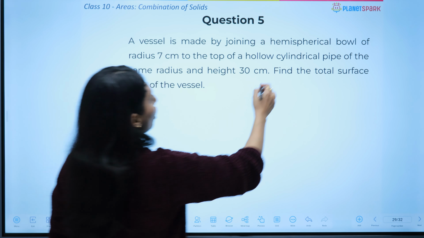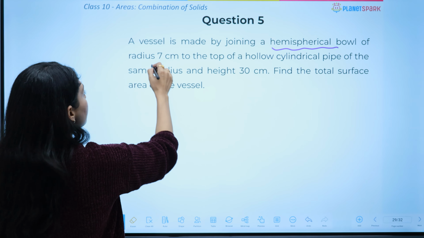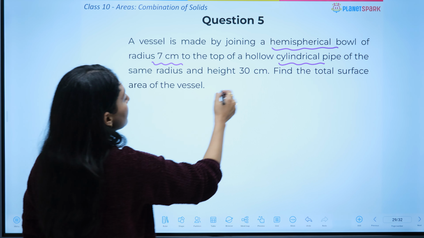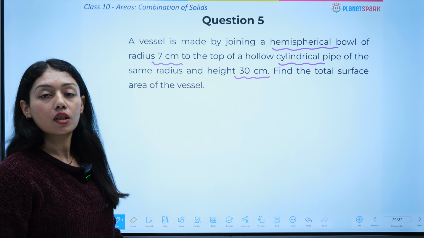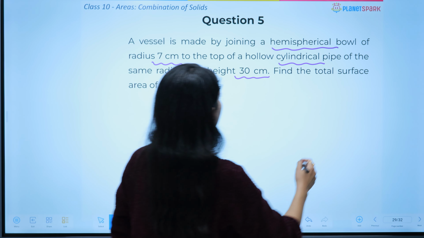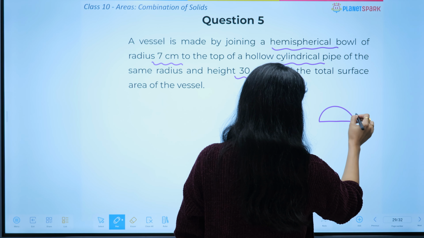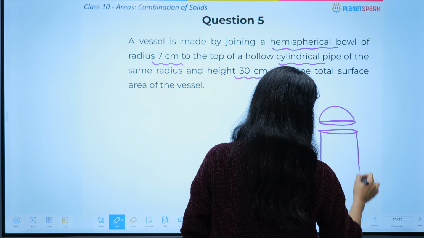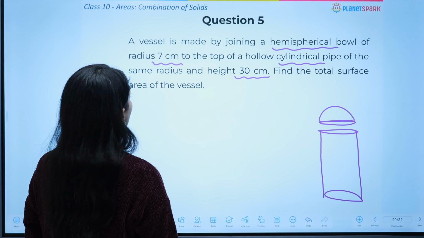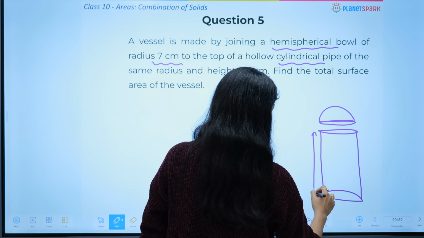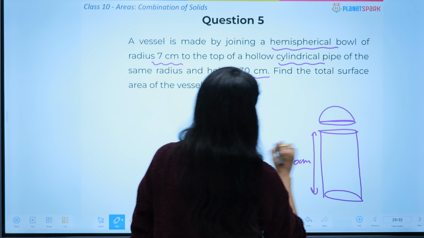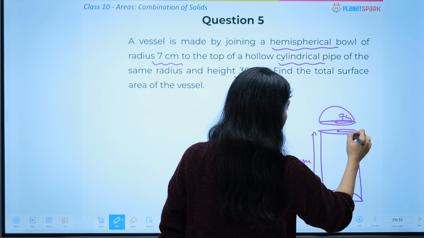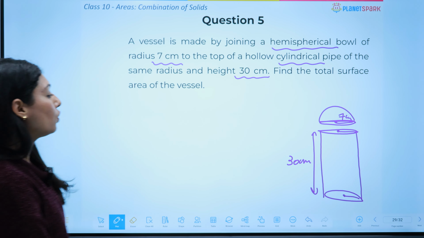A vessel is made by joining a hemispherical bowl of radius 7 centimeter on the top of a hollow cylindrical pipe of the same radius and height 30 centimeter. Find the total surface area of the vessel. So what do we have here? A hemispherical bowl that is there on the top of a cylindrical pipe, right? For that, the height is given to be 30 centimeter and the radius is given to be 7 centimeter, right? Same radius is there. We have to find the total surface area.